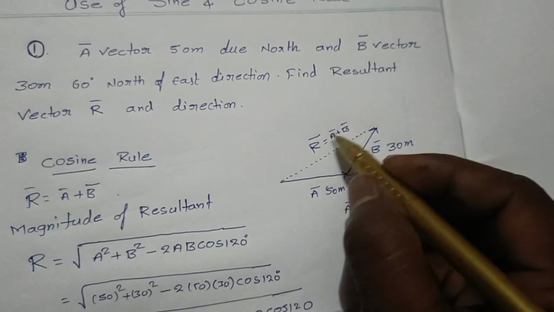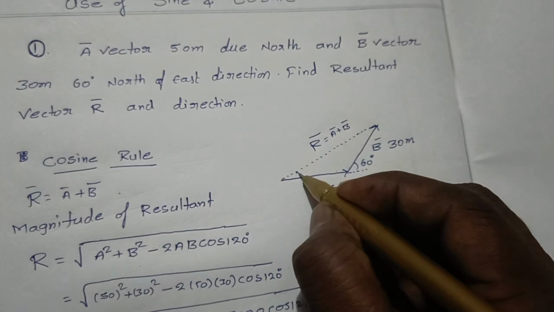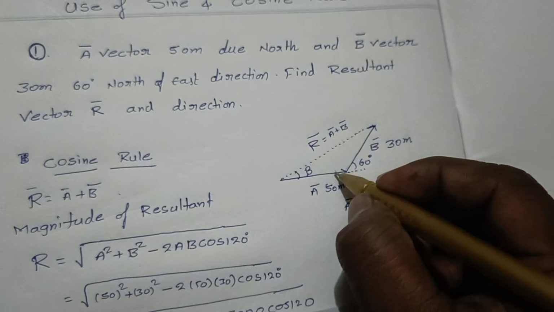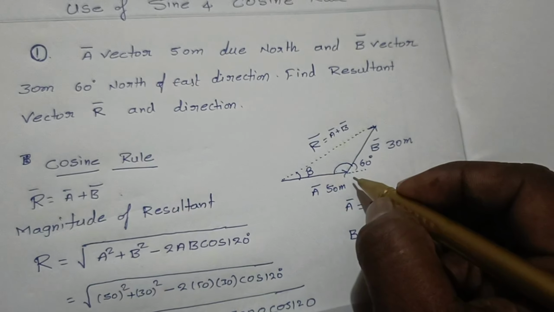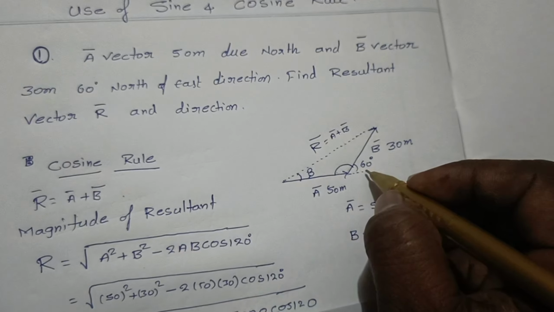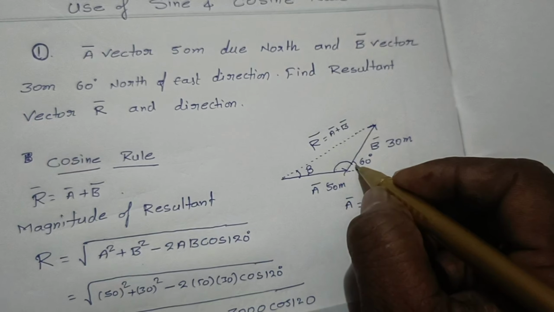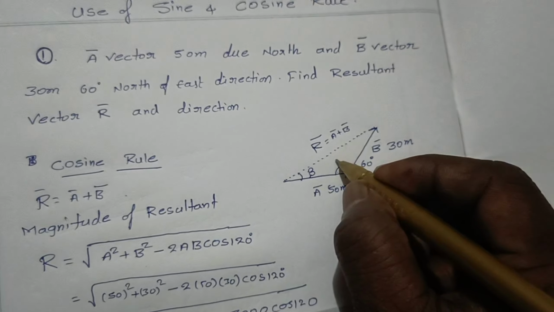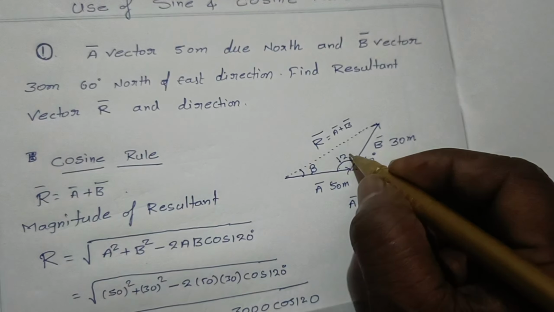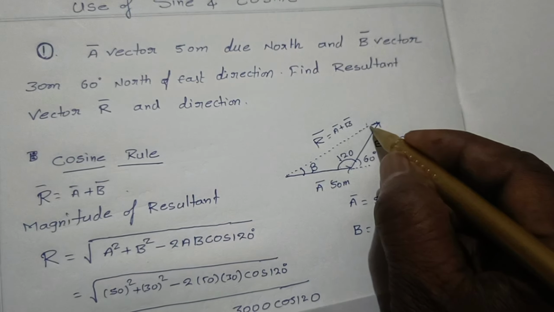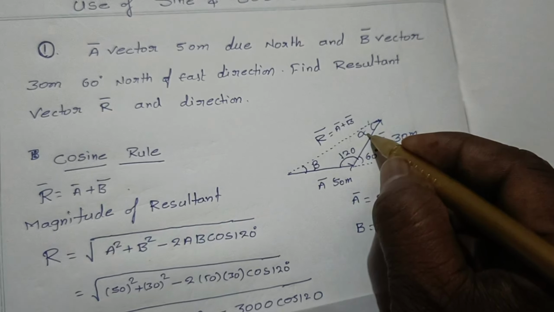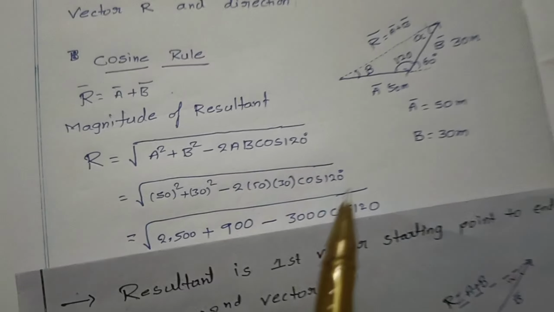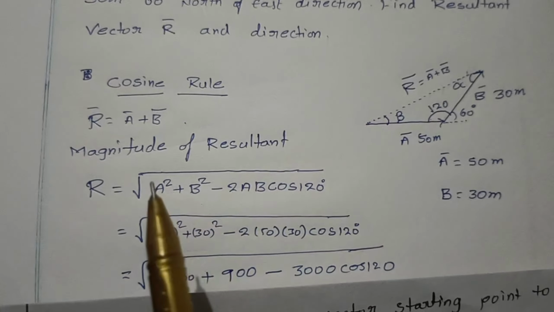Now the resultant vector I can draw from the starting point of the first vector to the ending point of the second vector. Here is the angle between the two vectors. You know already the total is 180 degrees. Then if you remove 60 from 180, you get the angle between the two vectors, that is 120 degrees. This is important to find. Now alpha and beta are the other angles. Gamma is 120, as I already told.